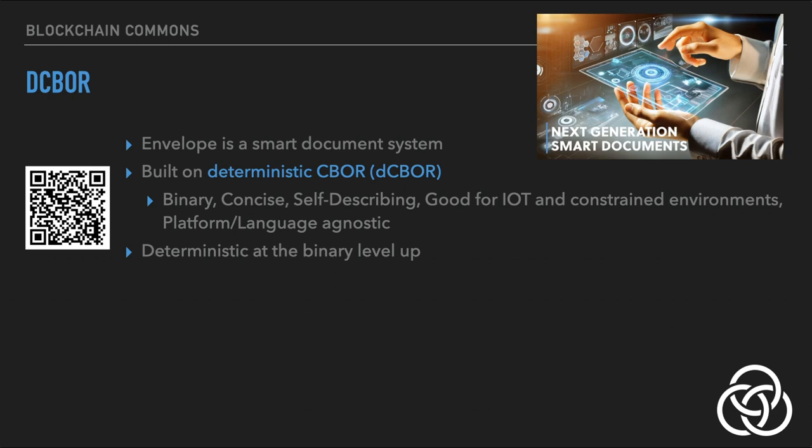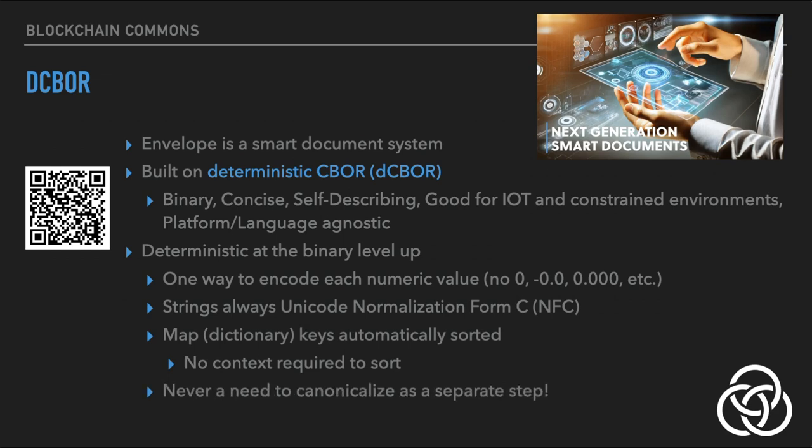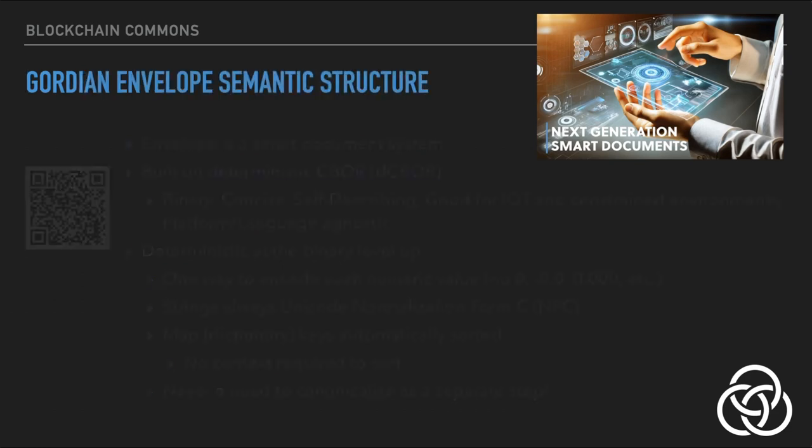DCBOR is deterministic at the binary level up. An example of what this means is there's only one way to encode each numeric value. Unlike JSON, where you can encode 0 numerous ways, there's only one value for 0 in DCBOR. Strings are always Unicode normalization form C, or NFC. Map or dictionary keys are automatically sorted. There's never a context required to sort, and there's never a need to canonicalize as a separate step.